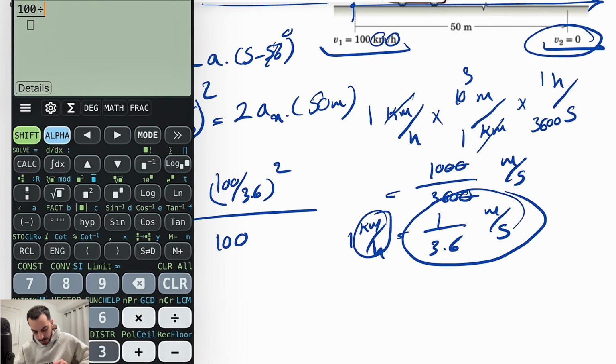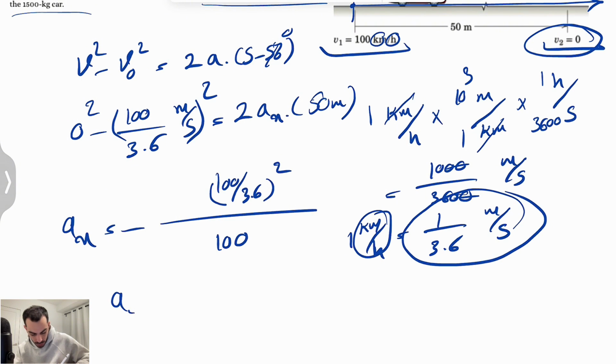100 divided by 3.6 to the power of 2, and in the denominator we're going to have 100. This is going to give us 7.72, so negative 7.72 meter per square second.